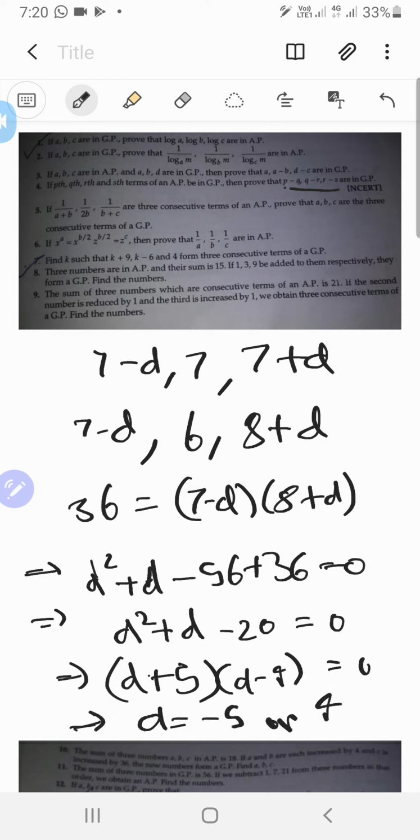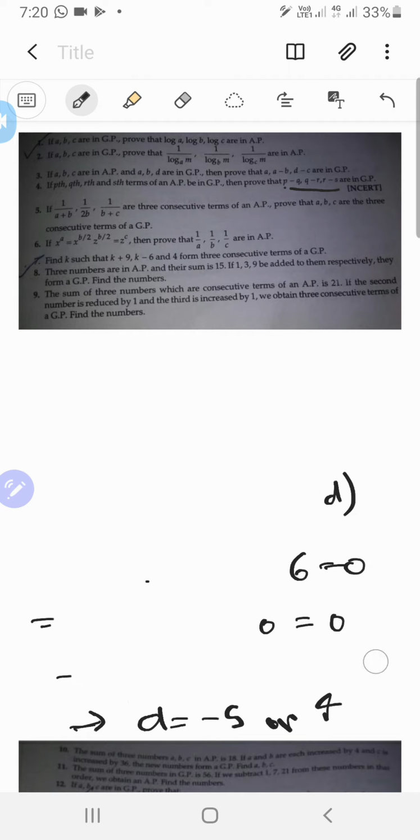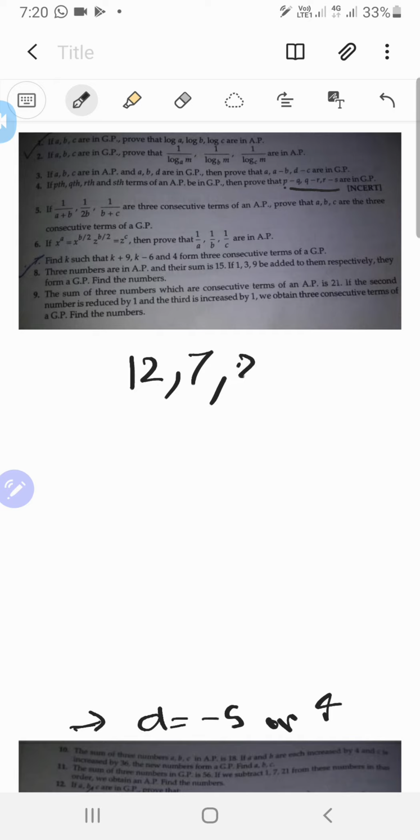or it is 4. Just erase everything else. The middle term is going to be 7. So let's see what numbers we get. Suppose the middle term is 7 and we choose d to be equal to negative 5. The first number would be 12. Next it would be 2. So when you reduce the second term by 1, you do get 6, and when you add 1 to the third term, you get 3. So yes, this is a GP, correct?